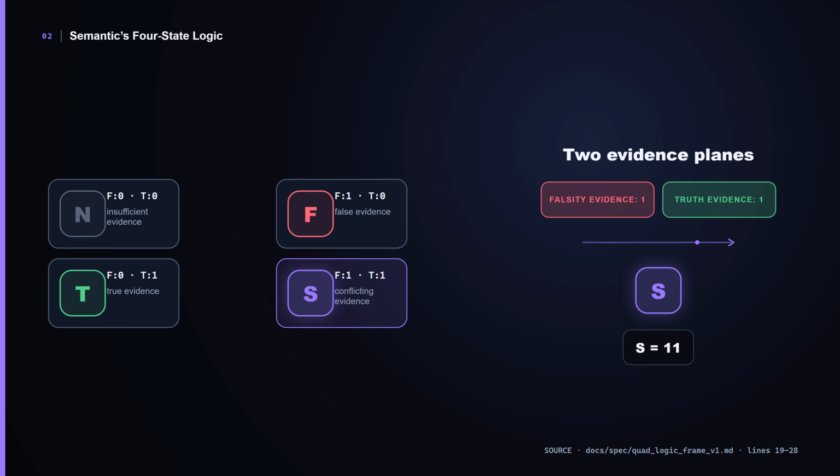This is why quad is not just a strangely named Boolean. N must not be treated as false, and S must not be treated as true or false without an explicit policy. The state carries information that ordinary binary control would throw away.